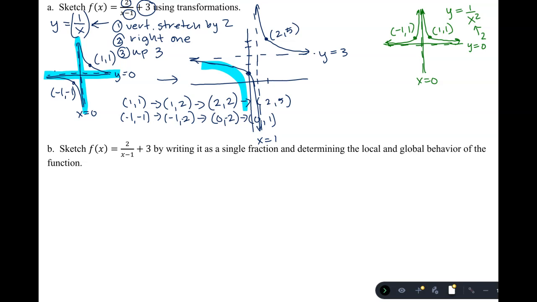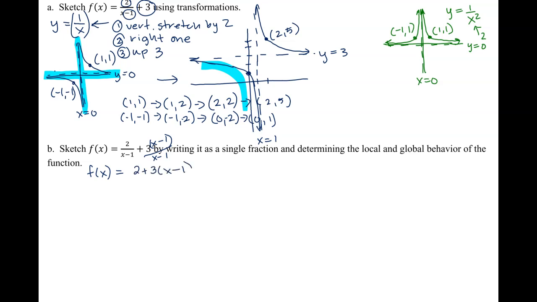So it's the same function. We expect the same graph. I just want to give you a new way to approach it that will work when we don't have something quite this simple that can be related back to a parent function. So the trick here will be to always have a single fraction, and usually we will just start with a single fraction. You won't have to do the work, but I wanted this one written separately so we could see the transformations. So I would end up with 2 plus 3 times x minus 1 all over x minus 1 if I got a common denominator. So it's 2 plus 3x minus 3, which is 3x minus 1 over x minus 1.